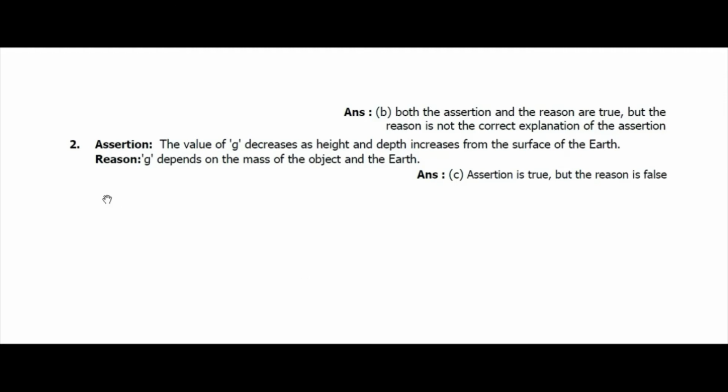assertion. Second one, assertion: the value of g decreases as height and depth increase from the surface of the earth. Reason: g depends on the mass of the object and the earth. The answer is C. Assertion is true, but the reason is false.